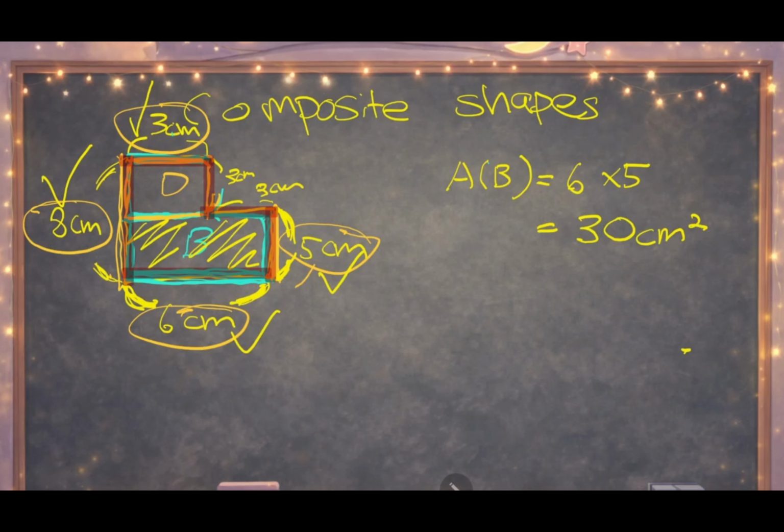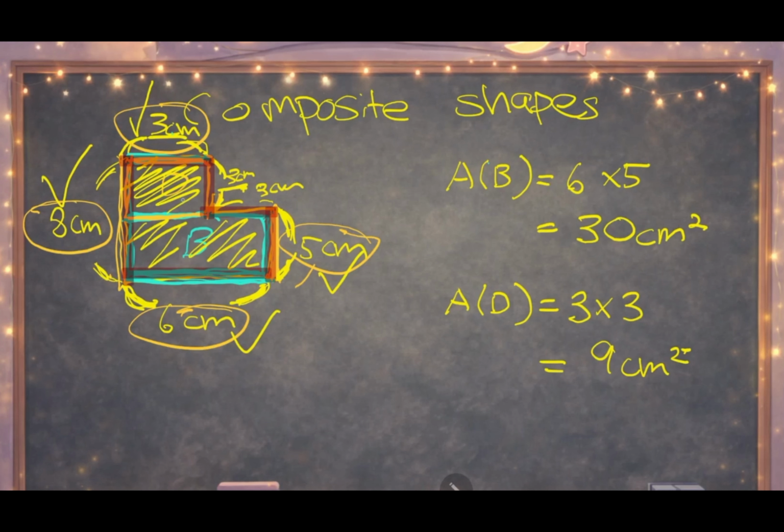Now we are going to calculate the area of rectangle D. Its length is 3 centimeters and its width is 3 centimeters. So it was a square, not a rectangle, but that doesn't matter. So I multiply 3 by 3, which equals 9 centimeters squared. So the area of square D is 9 centimeters squared.